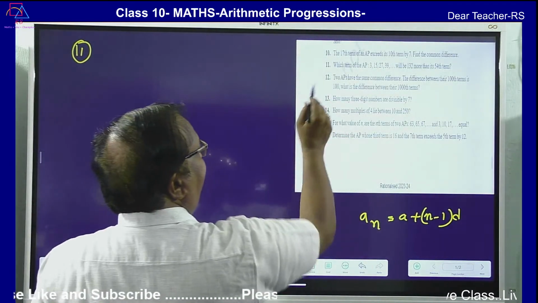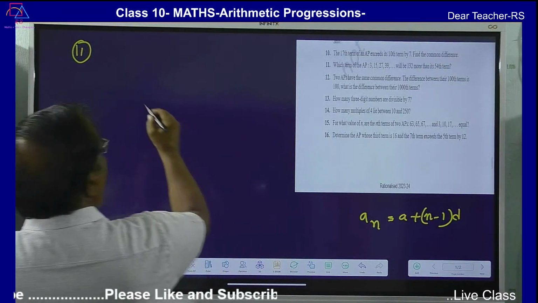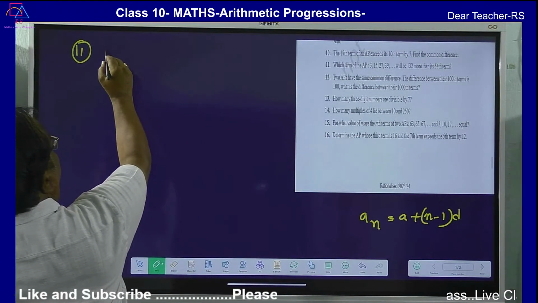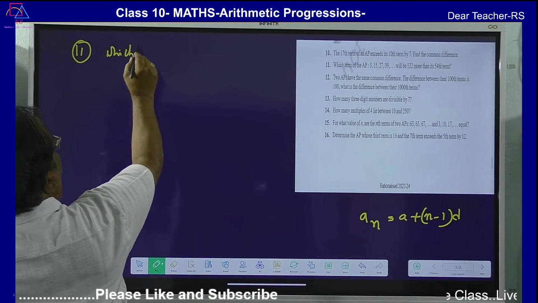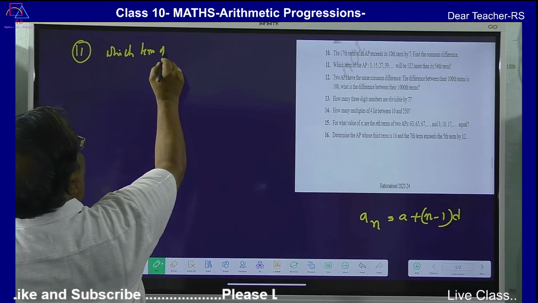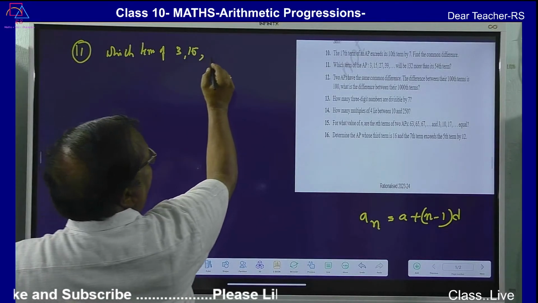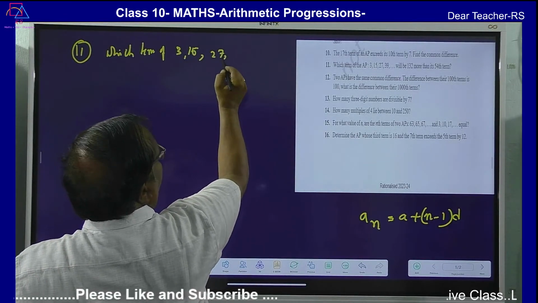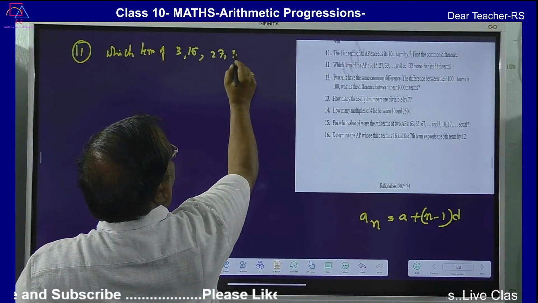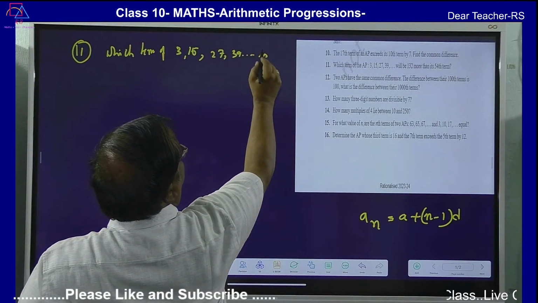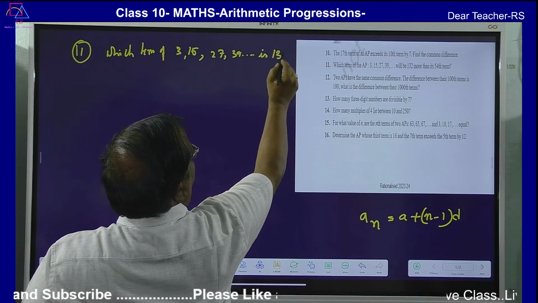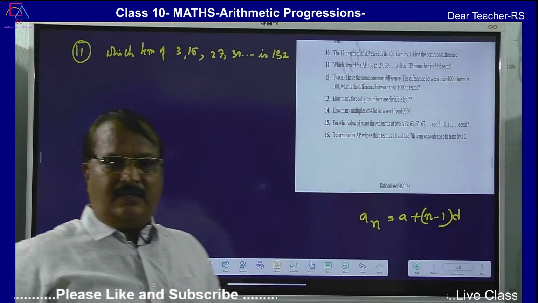So let us have: which term of the AP 3, 15, 27, 39 and so on is 132?